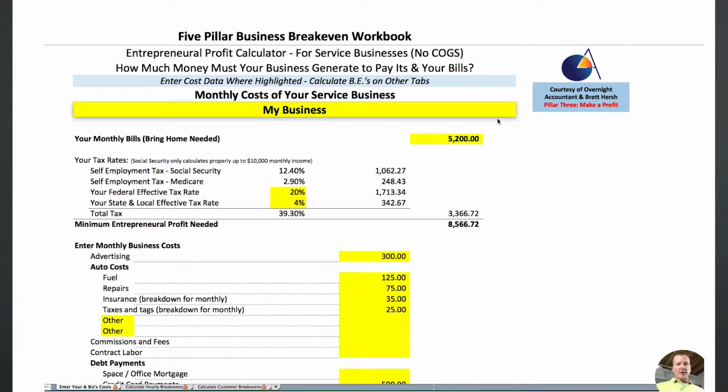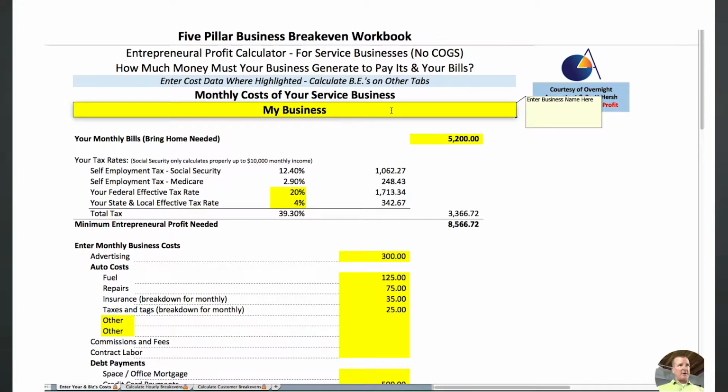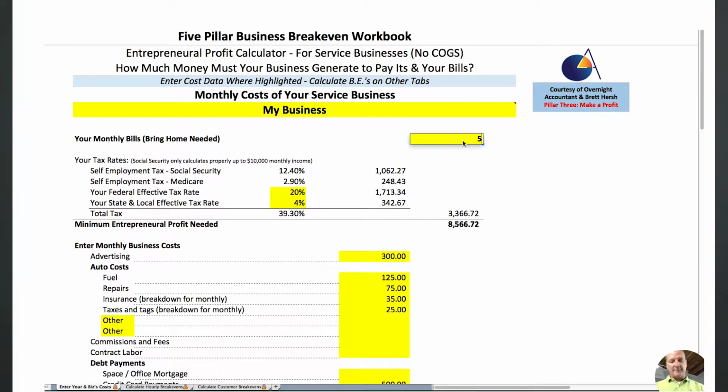As you can see, if you're looking at the spreadsheet, wherever it's highlighted yellow, you can enter your data. Right here, where it says My Business, you will enter your business name, and this will carry over to the other sheets. In this example, say you're starting a business and you need to bring home $5,200 per month to pay your bills. You would enter $5,200 right here. And I've already pre-done most of this just for time purposes.